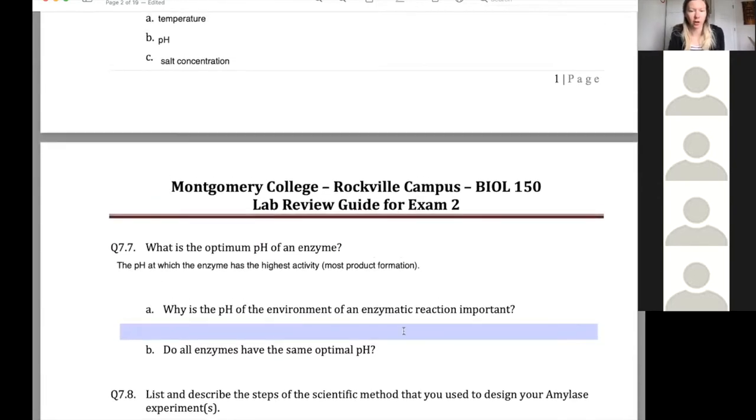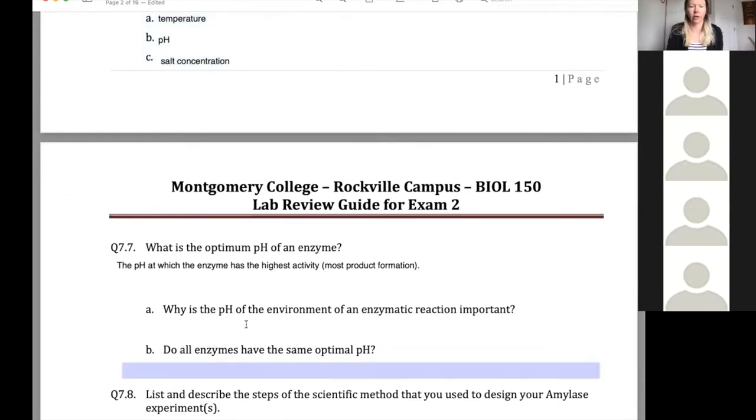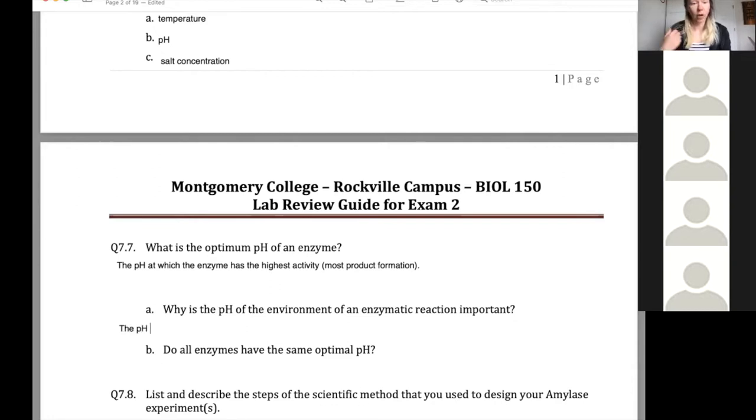So why is the pH of the enzymatic reaction important? It kind of alludes to this previous question up here. We can just word it a different way. Because the pH of the environment allows the enzyme to form its 3D shape. Right, yeah, so the pH of the environment is going to impact whether or not this enzyme is in its fully functional structure or shape. So if we alter the pH, we can potentially alter the structure and therefore the functionality of the enzyme.